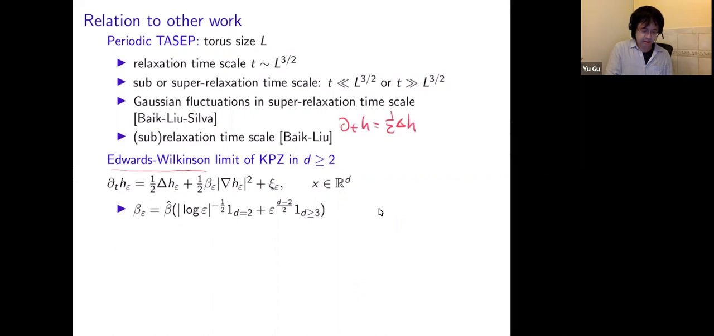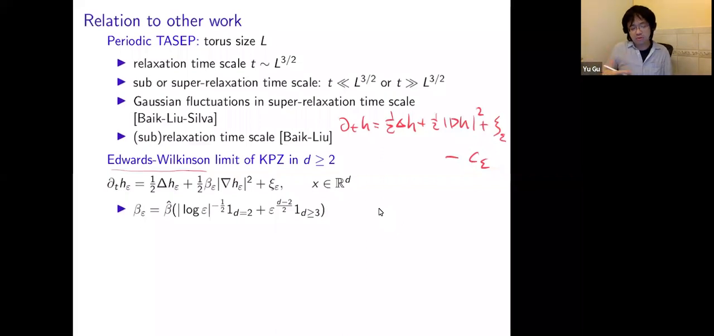So this is the formal KPZ equation. What you do is smooth the noise. So you have xi epsilon, then you ask yourself whether you get some limit as epsilon goes to zero. In d equals one, what is proved is that if you subtract a large constant C epsilon, then this H will converge to a limit. Then they define the limit as the solution to KPZ. You can ask the same question in high dimension. In high dimension, you look at this equation, smooth the noise, and then it's well defined. Then what should you do to get some limit?